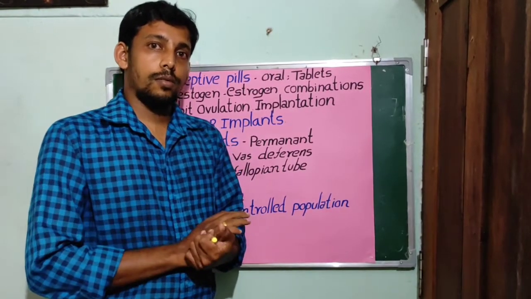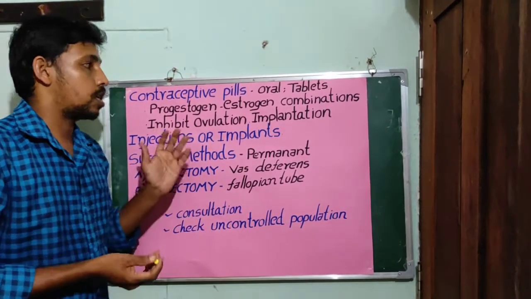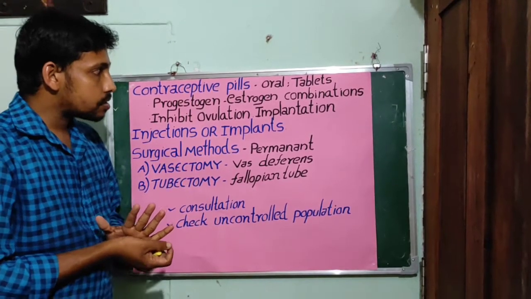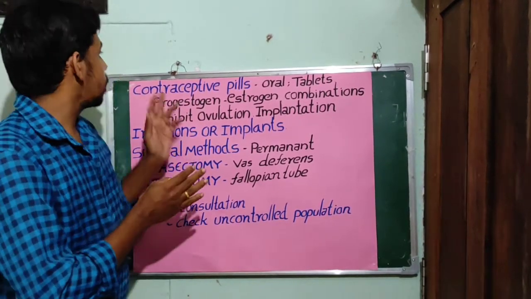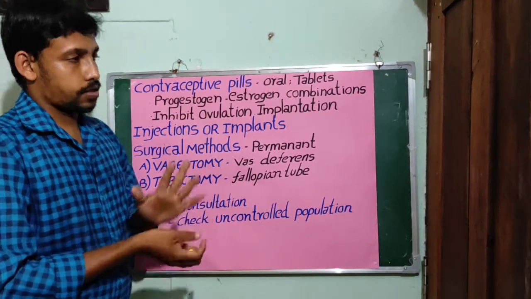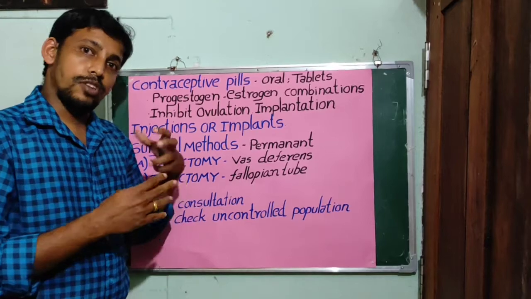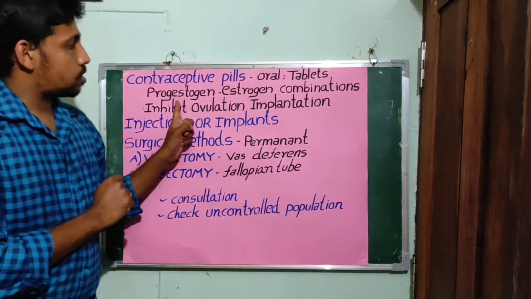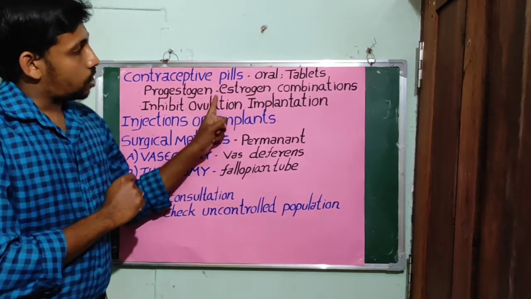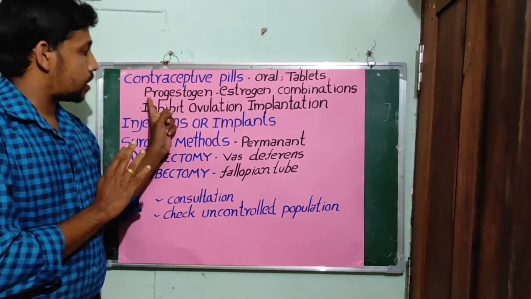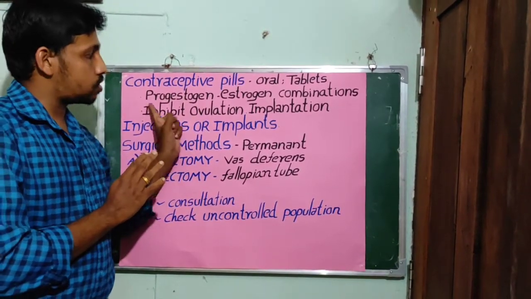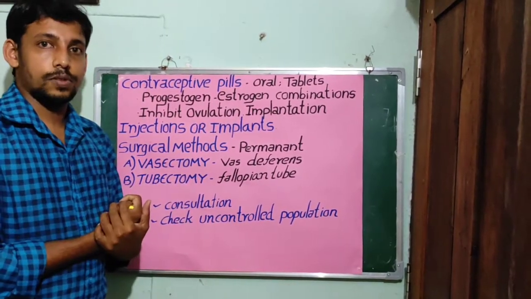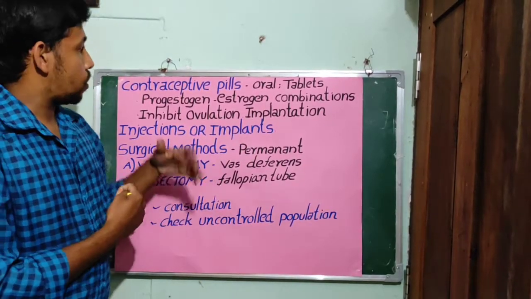So now we are moving to some other type of contraceptive method. Here come the contraceptive pills. These are tablets. These are oral administration of very small doses of progestogen or a progestogen-estrogen combination. Either it is taken as progestogen alone or progestogen with estrogen combination that can be used by females. It is taken in the form of tablets, so it is known as pills.